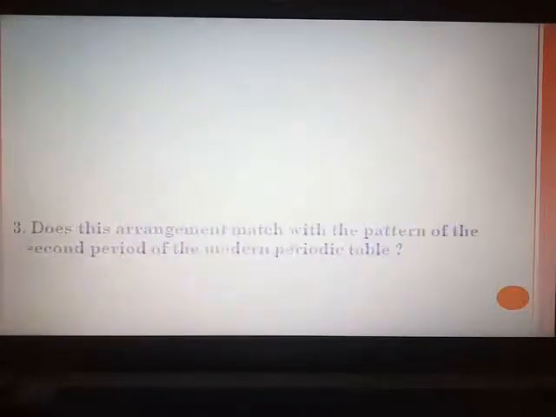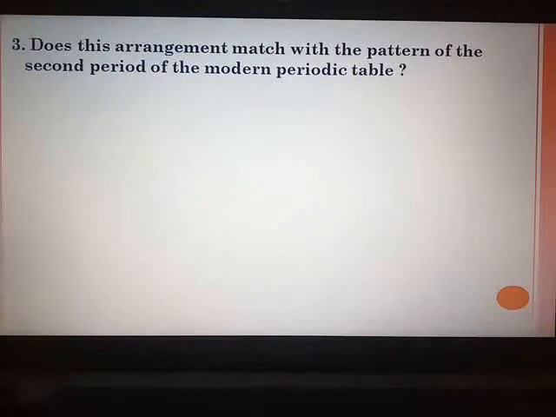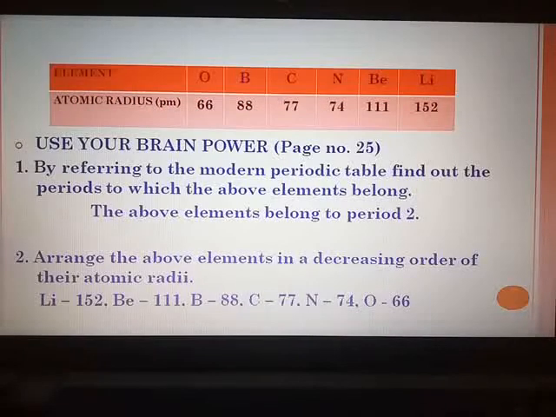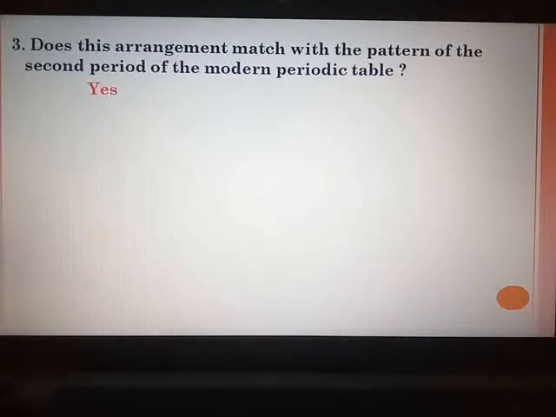Next, question number 3. Does this arrangement match with the pattern of the second period of the modern periodic table? Which arrangement? The arrangement which you have made just now. They are asking us whether this arrangement is matching with the modern periodic table's arrangement. Yes. You can see there on page number 23, it is starting with lithium, then beryllium, then boron. So your answer is yes. After you have changed, this arrangement is matching with the pattern of the second period.